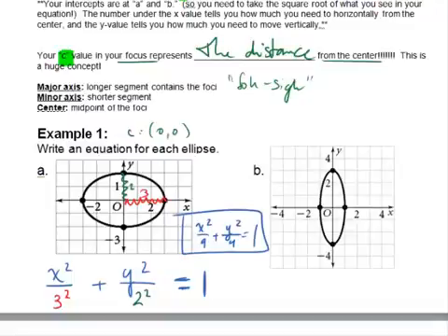For this one over here, on this side, we have a center again at 0, 0.